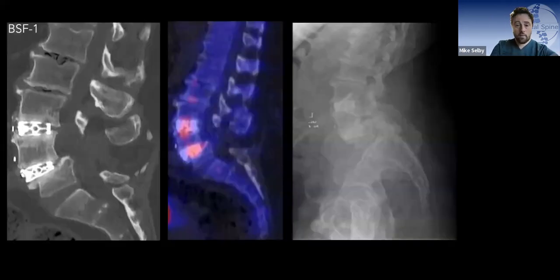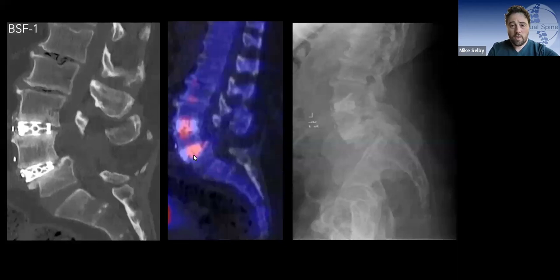So this is a BSF1. I put this case up at the start. This patient had some standalone ALIFs and a posterior laminectomy. We won't go into the details of whether or not that was a good idea. It's not my case, but you can see here the lucency in the end plate, the end plate sclerosis. You can see the collapse of the cage. And you can see here bone scan positive across those two levels.